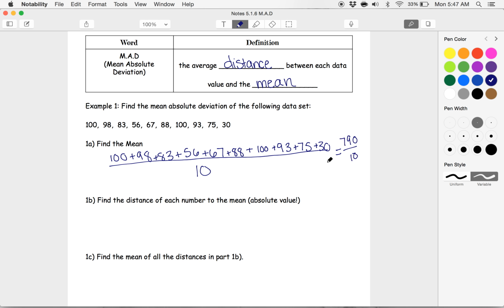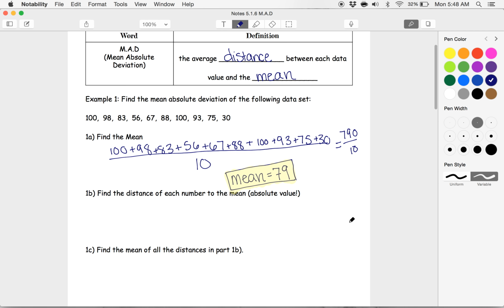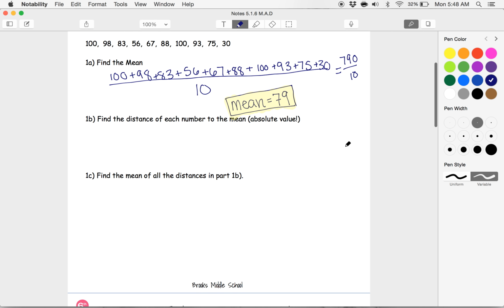790 over 10. So if I divide this, I know that my mean is equal to 79. Okay, so I'm actually going to highlight this because this is going to be very important. So we need to know that the mean is 79. So now we're going to scroll down, and it tells us that our next step is to find the distance of each number to the mean.